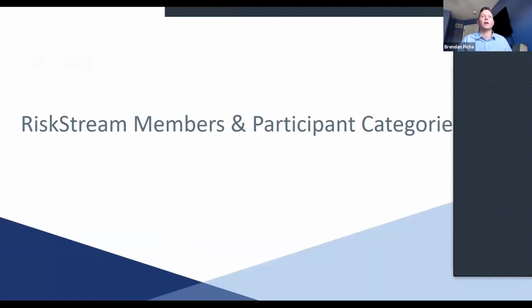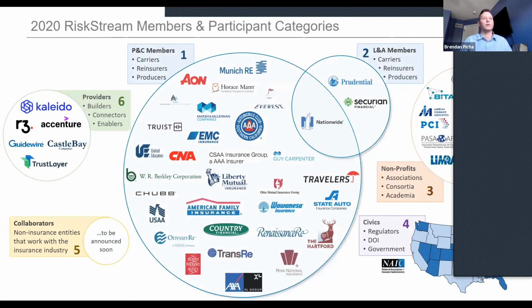So here's a quick look at our members and our participant categories. You'll see there's numbers across the clock here, 1 through 6. The big bubble in the middle are our P&C members. We have over 30 members today, and that number is growing. The smaller bubble on number 2 is our L&A members. Even though this is a smaller bubble, it started a little bit behind the P&C group. So the traction there is not as strong, but the use case there is exceptionally strong. And we'll talk about that a little bit in a moment.